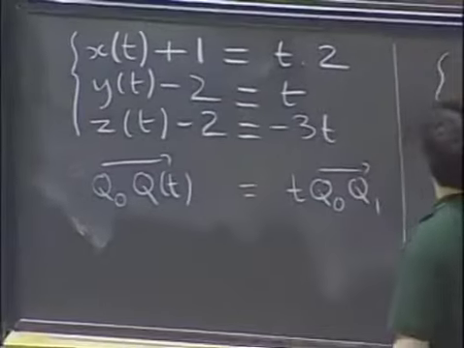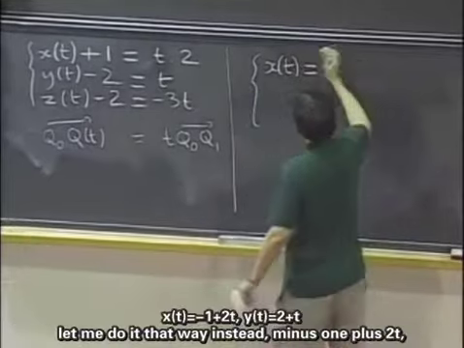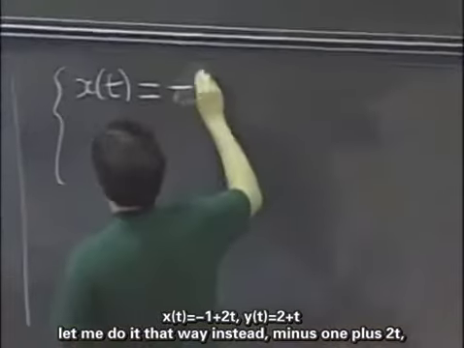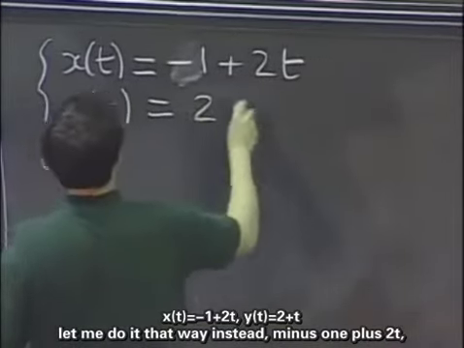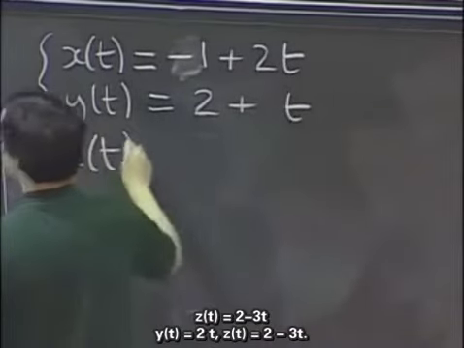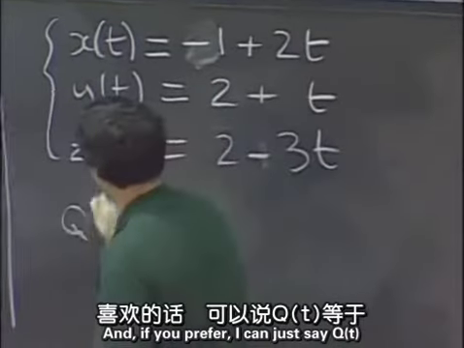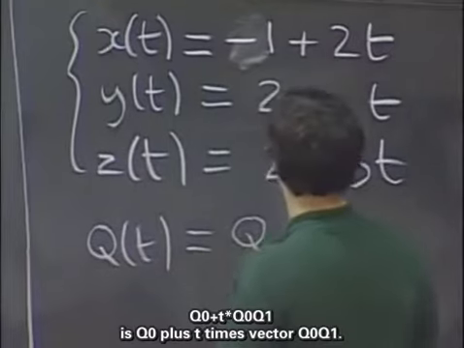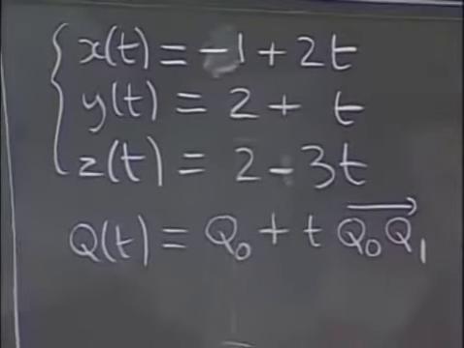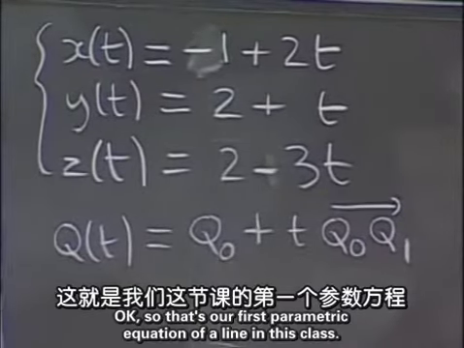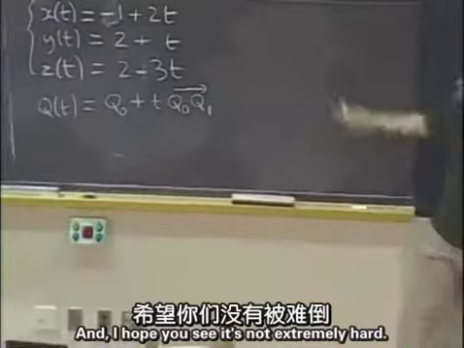So in other terms, the more familiar way that we'll use to write these equations: x of t equals minus 1 plus 2t, y of t equals 2 plus t, z of t equals 2 minus 3t. And if you prefer, I can just say q of t is q0 plus t times the vector q0, q1. Okay? So that's our first parametric equation of a line in this class. And I hope you see it's not extremely hard.